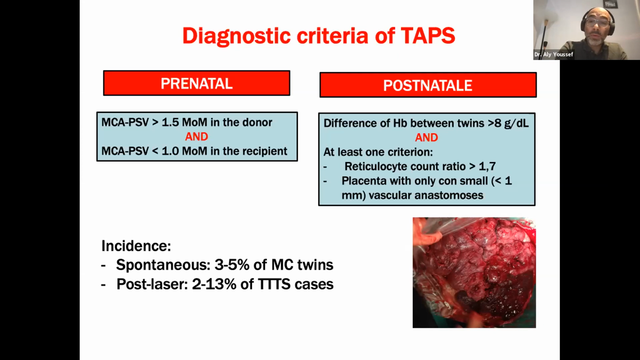Postnatally, it is diagnosed by a hemoglobin discrepancy of more than 8 grams, and actually usually it's a spot diagnosis. We have a baby who's extremely red, almost violet, and the other one who's extremely pale. Another postnatal criterion is a reticulocyte count ratio between the two fetuses of more than 1.7, and a placenta with only small vascular anastomoses.